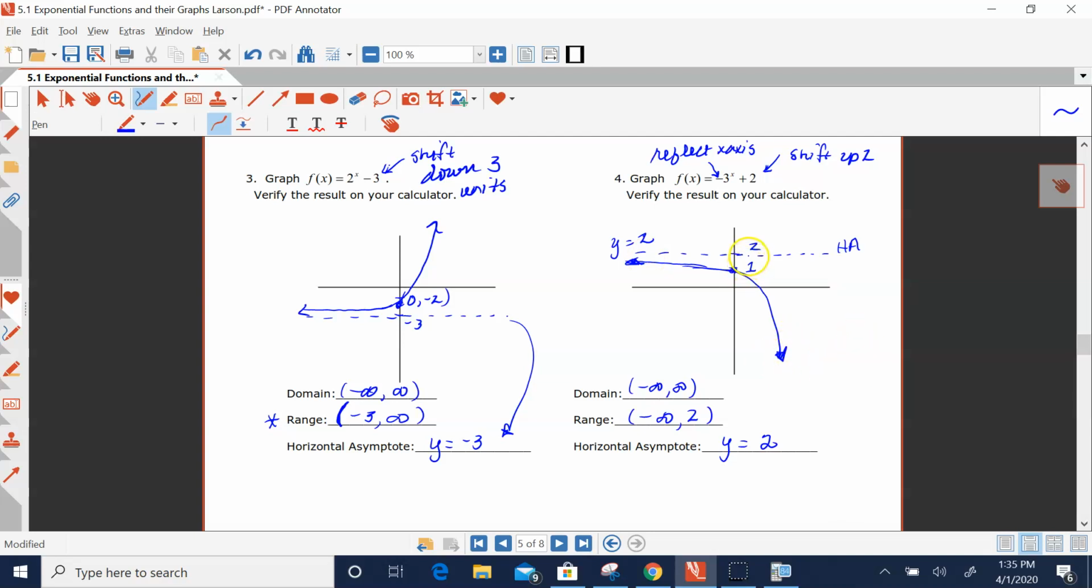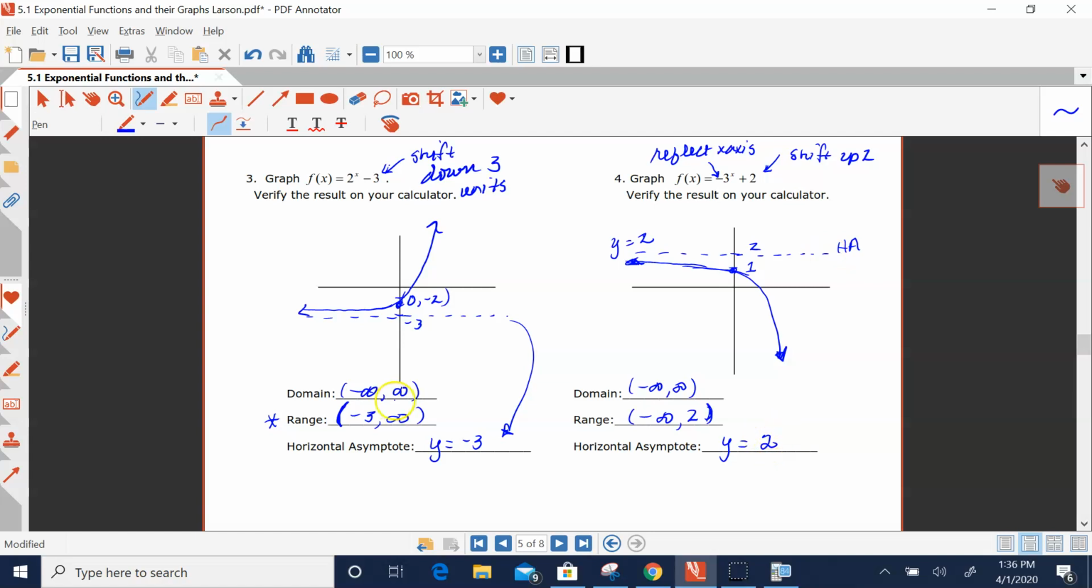The range in this case, notice the number 2 is involved in the range, but remember for the range, we always move bottom to the top. And since this graph is basically below that horizontal asymptote, the range is going to be negative infinity up to 2. But we can't include the 2 because it's an asymptote, so that's why we need a parenthesis. And the horizontal asymptote is at 2, so we write that as an equation, y equal 2.